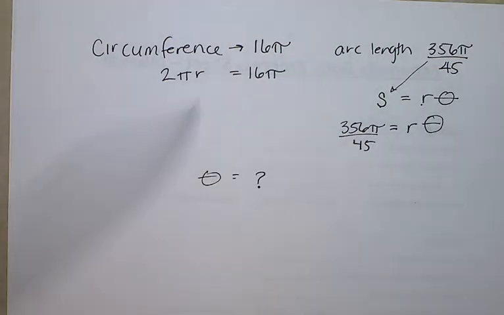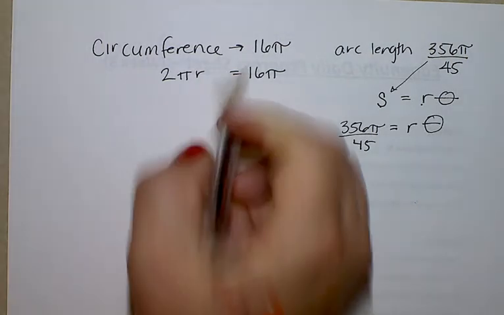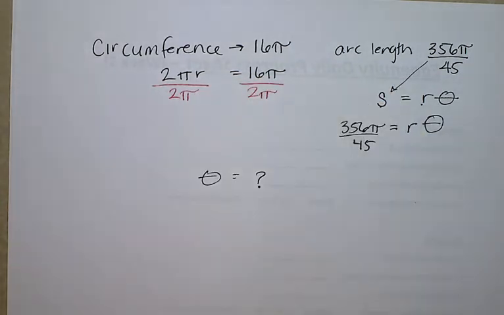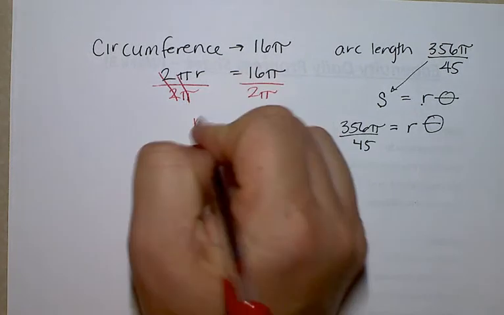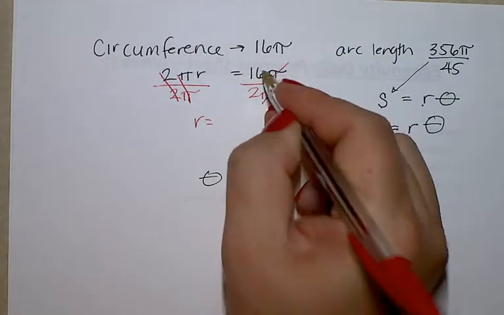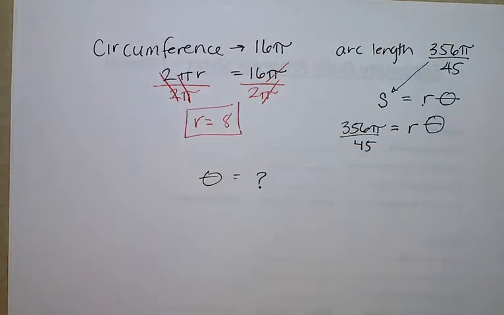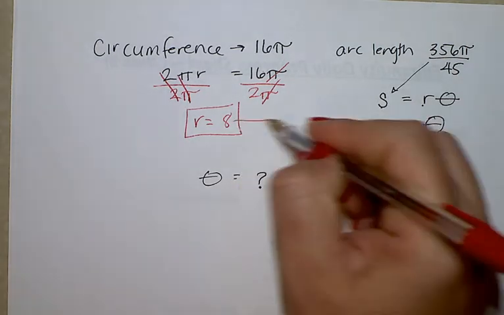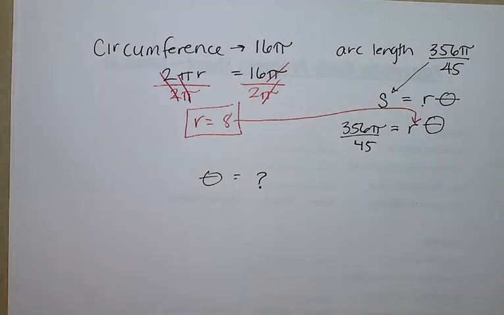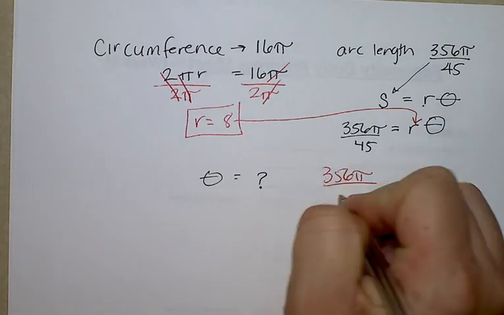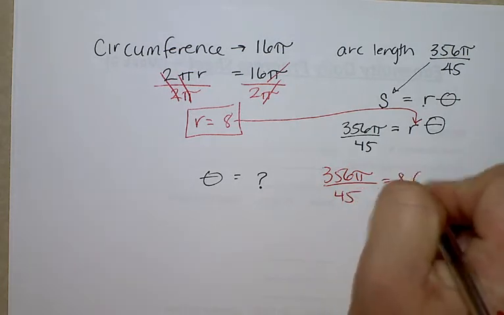Well, if I look up here, I can see with circumference, there's only one variable, and that's r. So let's isolate the r by dividing both sides by 2 pi. The pi's cancel on the right. 16 divided by 2 is 8. Now I can take the 8 units, which is the radius, and substitute it in the formula for arc length. 356 pi over 45 equals 8 times the central angle.